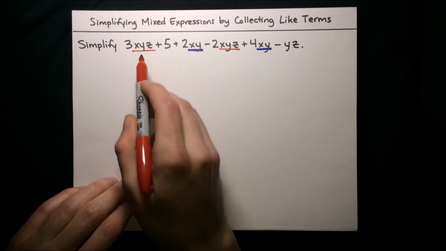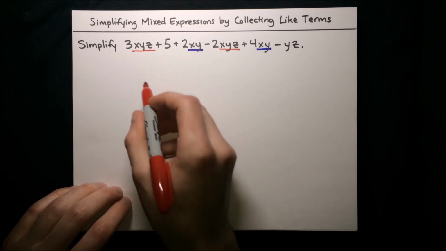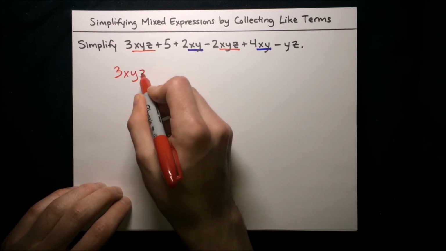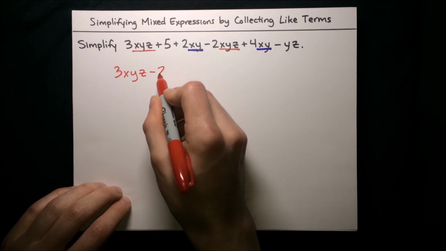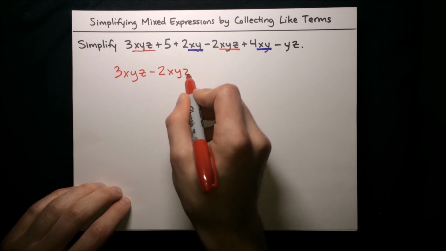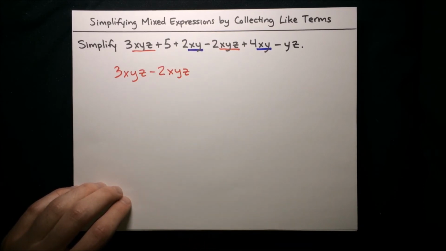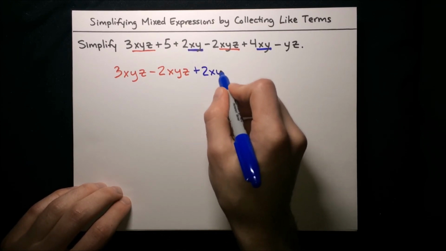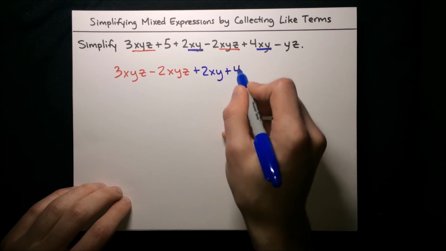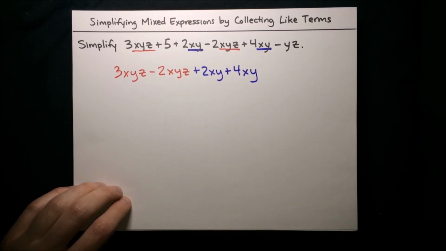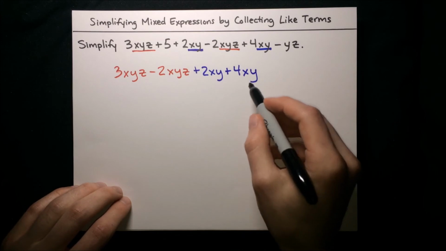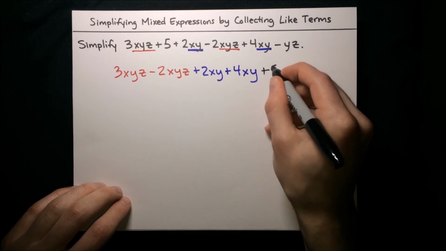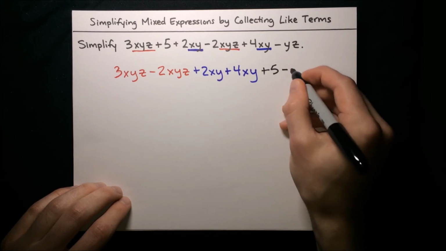So yeah, we're ready to combine some terms. So let's first write the xyz terms. So 3xyz, and then minus 2xyz. So got those. And then how about the blue terms? Then we've got plus 2xy, then plus 4xy. All right. And then how about the leftovers that nobody matched with? So there's a plus 5, and there's a minus yz.